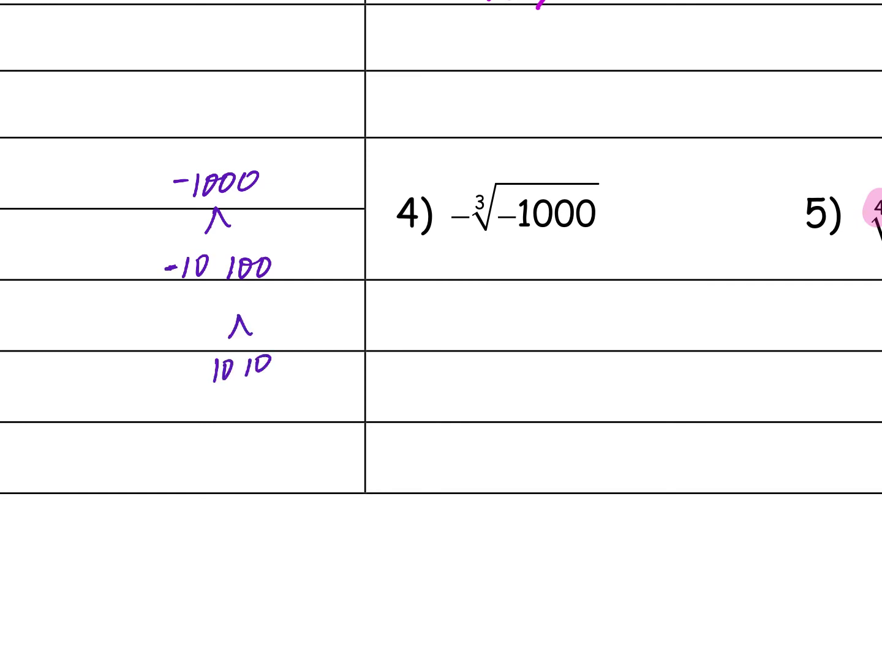But that doesn't give me 3 of the same number, right? But I do know that negative 10 times negative 10 is also positive 100. So now that gives me 3 negative 10s. Are we okay? So the cubed root of negative 1,000 would be, and there's a minus on the outside, negative 10. So my answer is 10.